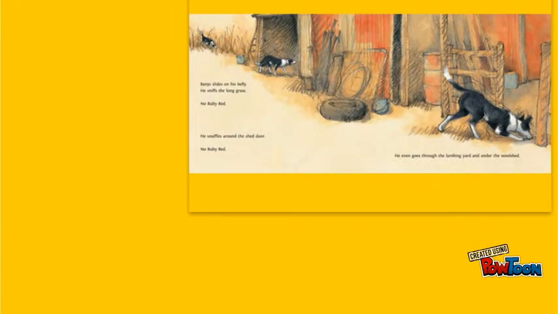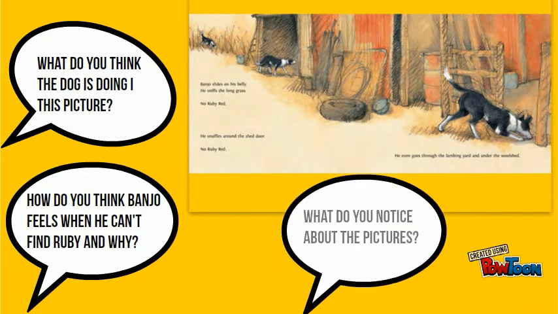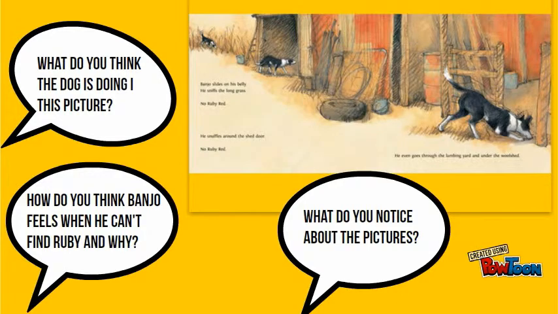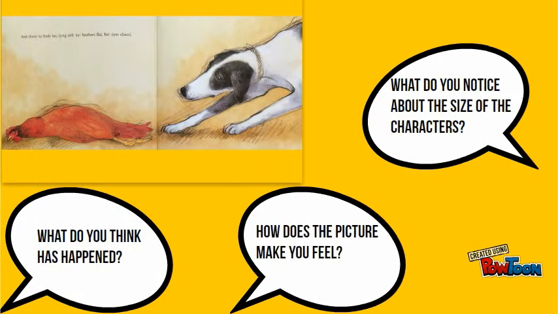Another page highlights the way illustrations show movement through time. Ask students, what do you think the dog is doing in this picture? What do you notice about the pictures? Another page highlights the way a close-up of characters can draw an emotional response. Ask students, what do you notice about the size of the characters on this page? How does the picture make you feel?